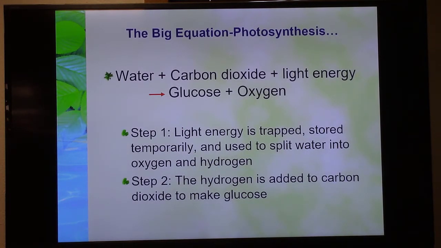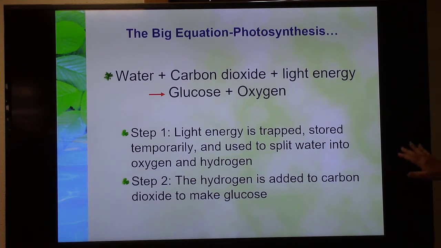It doesn't happen in one step. We write it as that equation as if, boom, it just happened. It doesn't happen in one step. It doesn't happen in two. It happens in dozens. And the guy that figured out how it works got the Nobel Prize for it. So, trust me, there are a lot of tiny details, okay? But basically, it's like this.